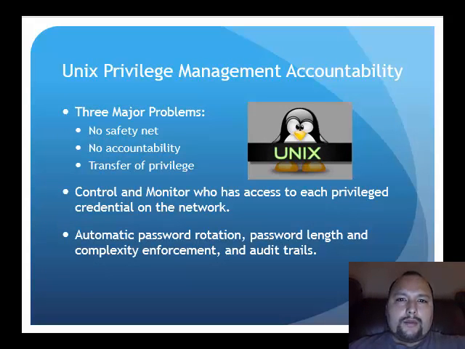With Unix privilege management accountability, there are three major problems. There's no safety net. For example, if Linux system administration is performed by an admin that is tired or a little careless, there's nothing preventing them from accidentally deleting a system file. No accountability. If a disgruntled employee uses the account with ulterior motives, there is no way to tell which employee caused the damage. Transfer of privilege. If an application is executed using a root account, the application gets the full network privilege of root. Because applications can contain vulnerabilities, this creates a vulnerable point of exploitation.